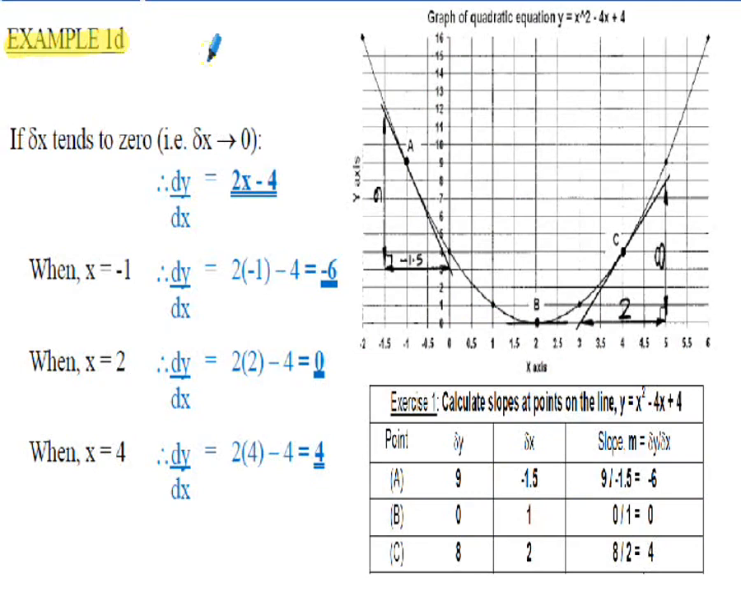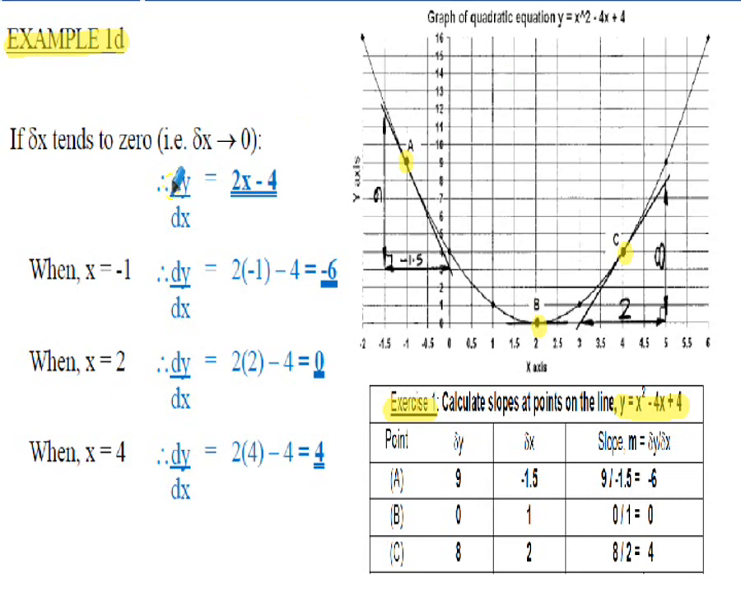Example 1d continued. So what we're going to do now is compare the estimated values we had in exercise 1 for the equation y is equal to x squared minus 4x plus 4 at the 3 points of A, B and C on our diagram. We're going to compare those results we've got in the table on the right hand side with the results from the differential equation we found on the previous slide.